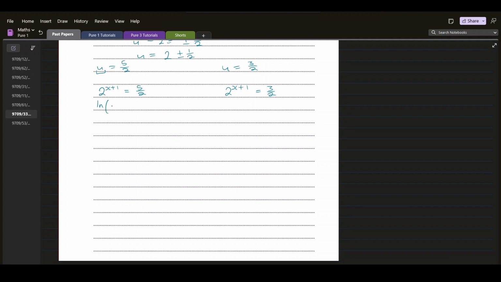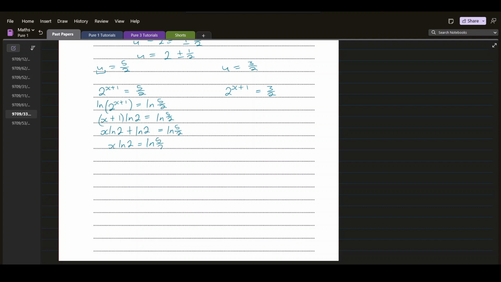So take the natural log of both sides. Ln 2 to the power x plus 1 is equal to ln 5 over 2. And now we're going to bring down the power. That's (x plus 1) ln 2 is equal to ln 5 over 2. And so if we expand our bracket, that's x ln 2 plus ln 2 is equal to ln 5 over 2.